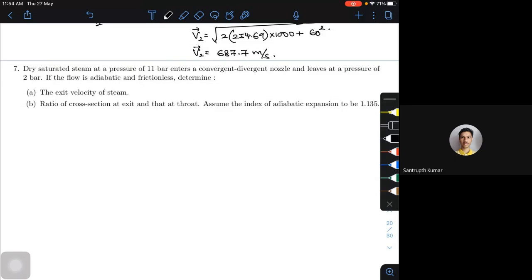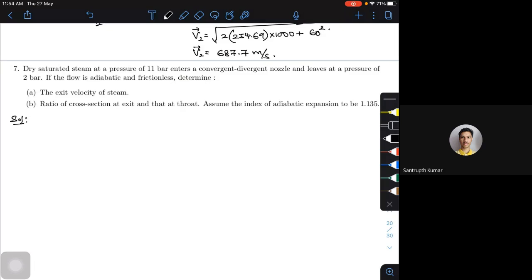If I consider 1 as the inlet to the nozzle, 2 as the throat, and 3 as the exit, I should be able to find the ratio of A3 to A2. For the ratio of A3 to A2, I need to find both A2 as well as A3. Now the same problem can be solved using the Mollier chart as well as the steam tables, so we will try to use both, so that we can do it a little faster. Now for this, how will your h-s diagram look like? So that's the first thing.